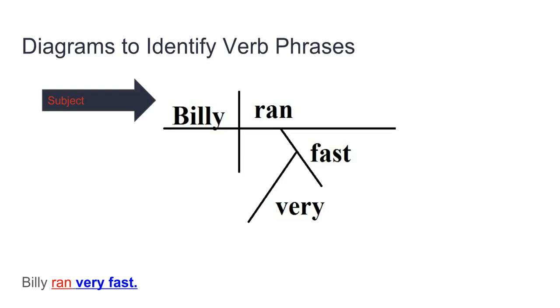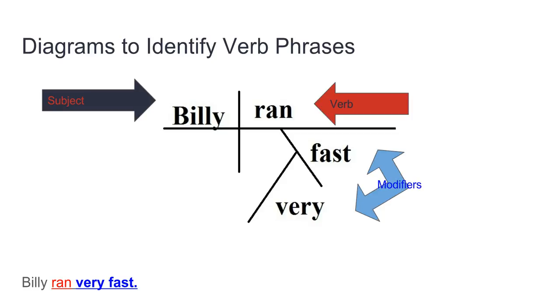So this brings us to how we find verb phrases, and sentence diagrams are actually very helpful. Here we have our sentence, Billy ran very fast, where we have our verb, and then it has its modifiers, and we can see that they're all attached in the predicate. Those are a verb phrase because everything here attaches to the verb.